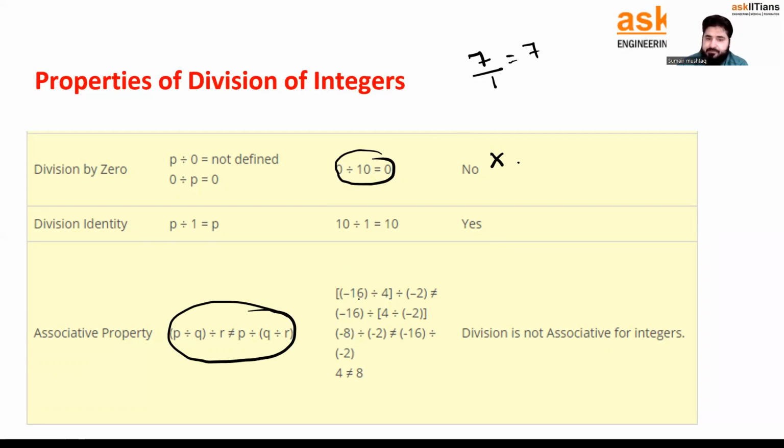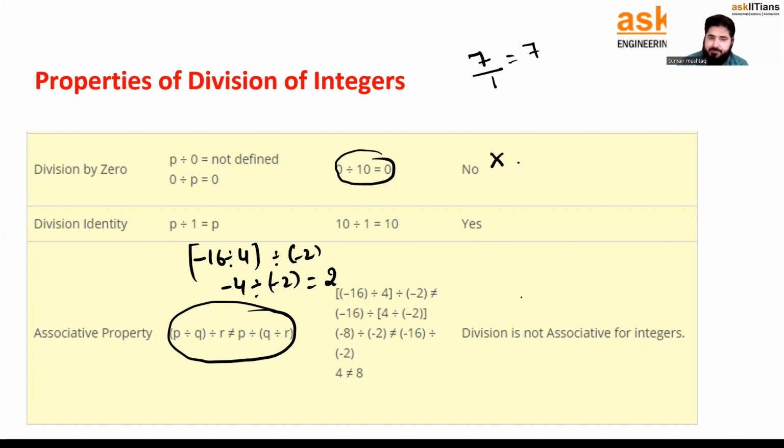Just check it here. See, I will explain this thing. Negative 16 divided by 4 divided by negative 2. What's negative 16 divided by 4? That is negative 4. Divided by negative 2, that is equal to 2, because a negative divided by a negative will give you 2.